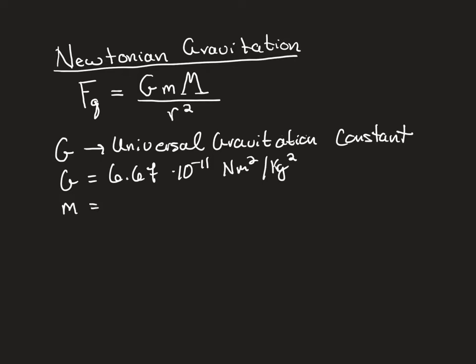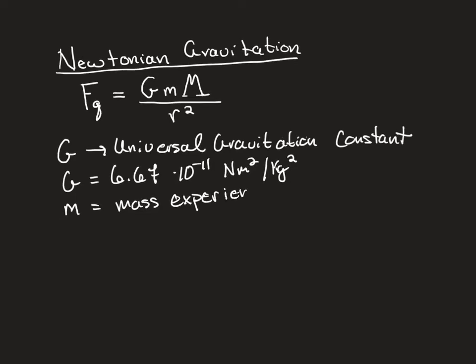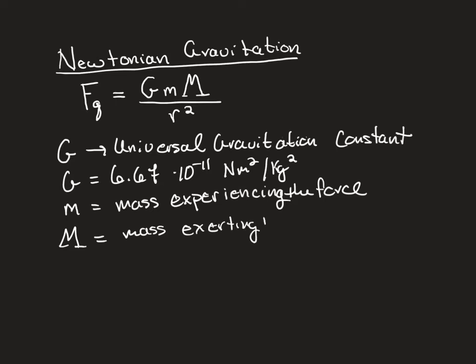Little m in this case is going to be the mass experiencing the force. So this would be the same as the mass that you would be summing the forces on. Big M is the mass exerting the force. So in our prior examples, we would have been using the mass of the Earth because we were finding the gravitational field strength from the Earth.